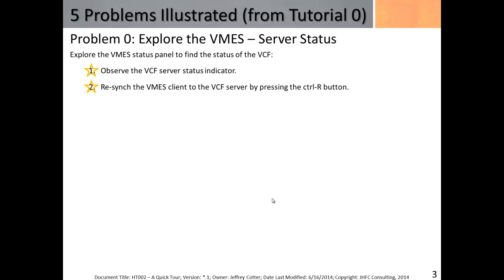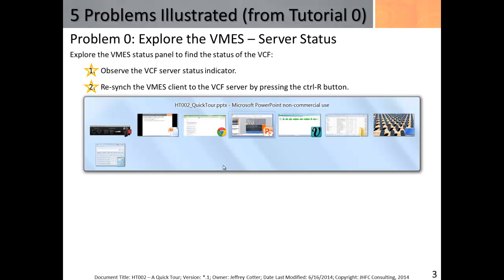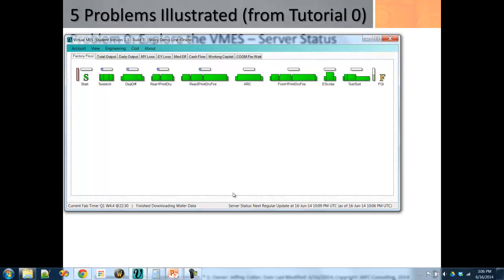Okay, problem 0. Let's explore the VMES and the server status. And then we'll resync the VMES client to the VCF by pressing the Control R button. Let's jump over to the VMES software. You can see the server status here on the lower right-hand part of the status bar. The status alternates between showing you whether you have new updates ready and when the next update is scheduled. So the next regular update is scheduled for 10:09 p.m. UTC. UTC stands for Coordinated Universal Time.